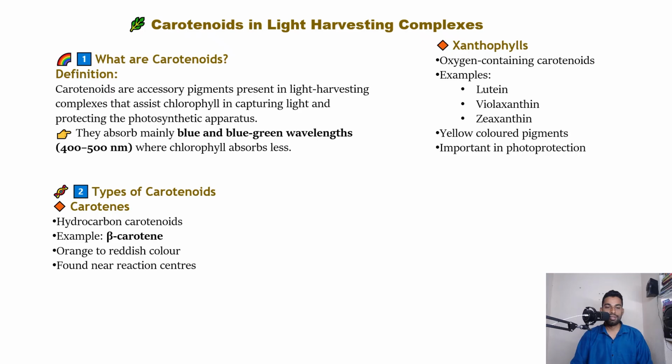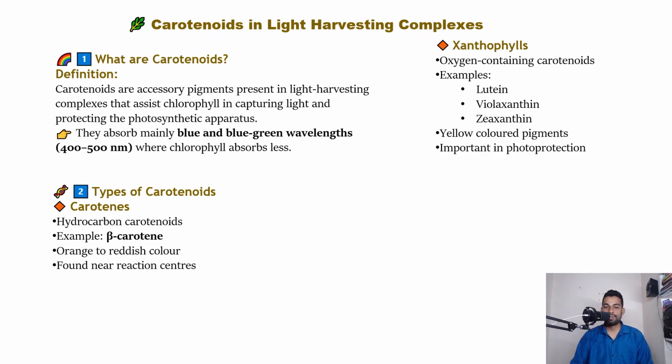Types of carotenoids. Carotenoids are of two types, carotenes and xanthophylls. Carotenes are mainly hydrocarbon carotenoids, for example beta carotene. They are orange to reddish in color. They are found near the reaction centers.